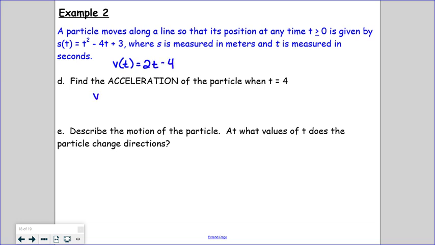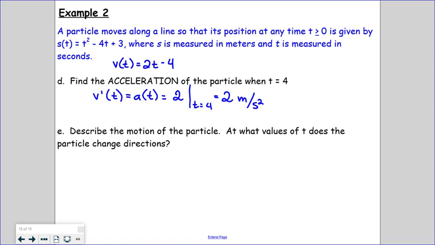4. Remember that acceleration is the derivative of that. So our acceleration would be the derivative of this, which would be 2. And again, if I evaluate that at time equals 4, it's still 2. Acceleration being meters per second squared, or meters per second per second.